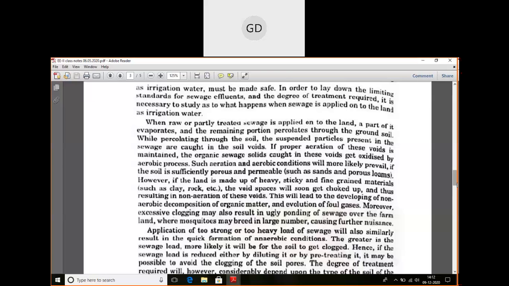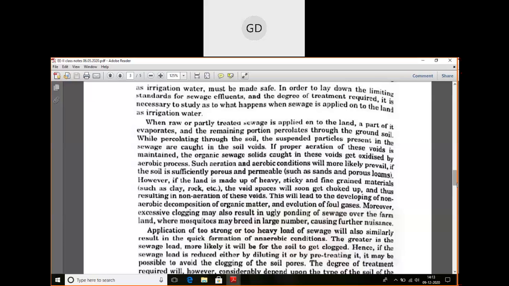When it gets stuck in the soil voids, if proper aeration of the voids is maintained, then the organic matter caught in the voids gets oxidized by the aerobic process, in the presence of oxygen. Such aeration and aerobic conditions are more likely to prevail when the soil is sufficiently porous and permeable. For example, sands and loamy soil.